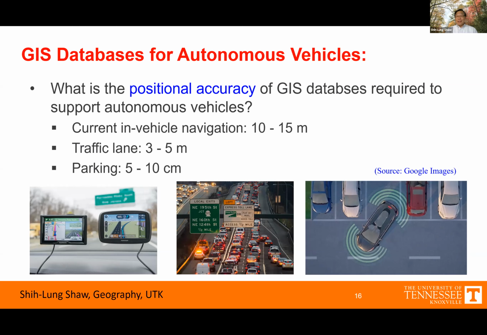Even though we can update it on a daily basis, there are moving vehicles, moving pedestrians, moving bicycles constantly out there. So in this case, locations in absolute space that have been used in conventional GIS will not be sufficient to support operation of autonomous vehicles.